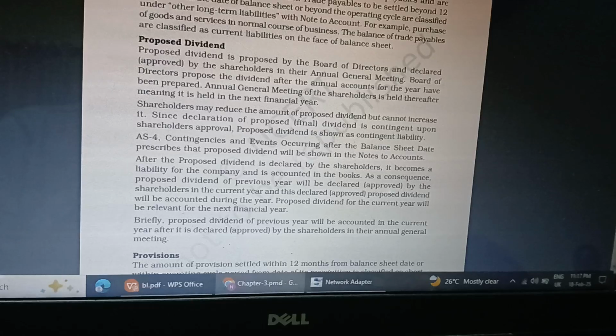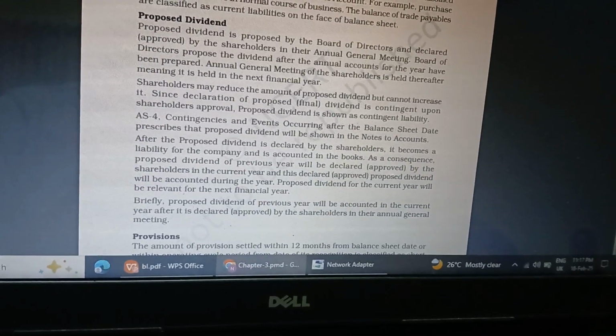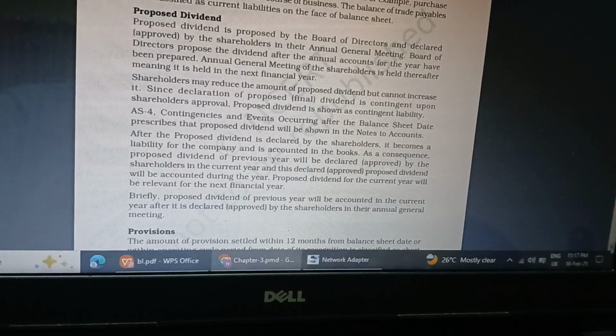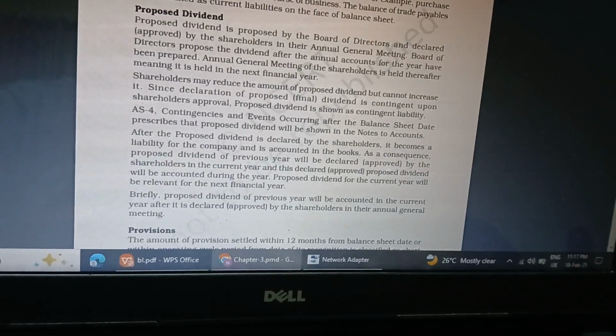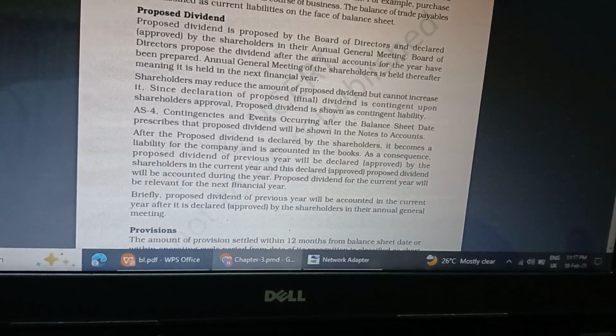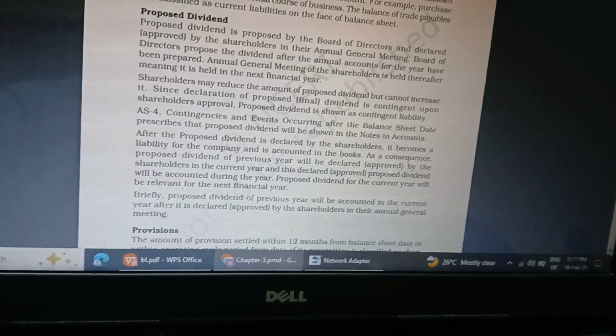Proposed dividend for the current year will be relevant for the next financial year. Proposed dividend of the previous year will be accounted in the current year, and if it is declared by shareholders in the annual general meeting in the current year, it is to be paid in the next accounting year.